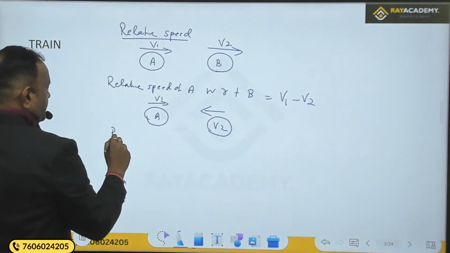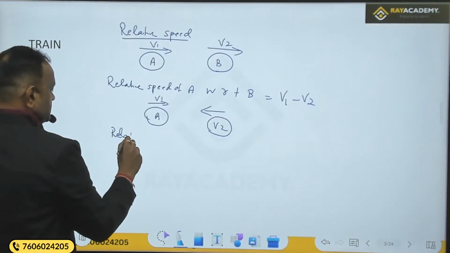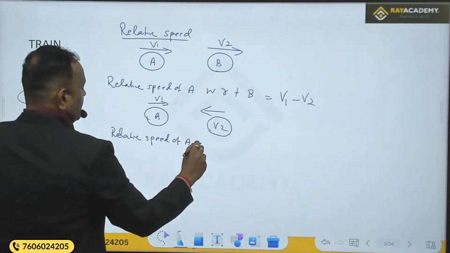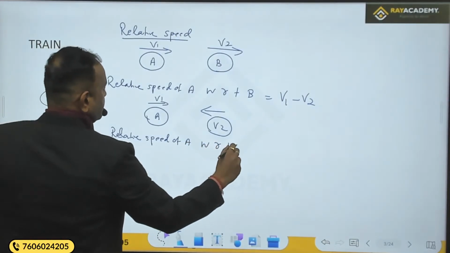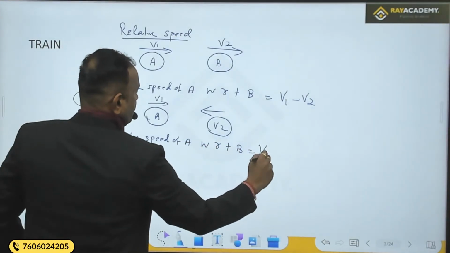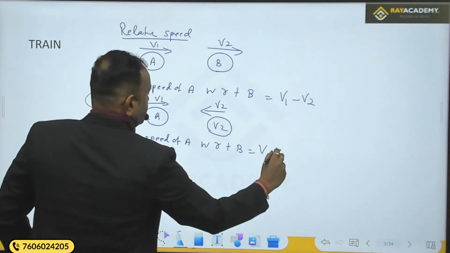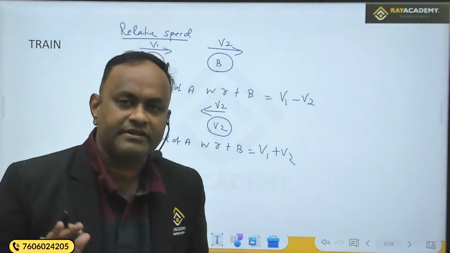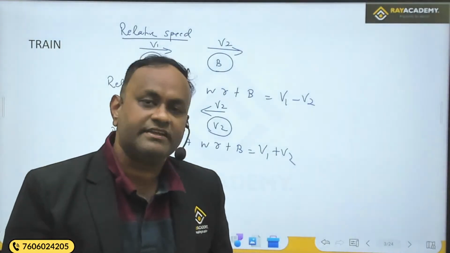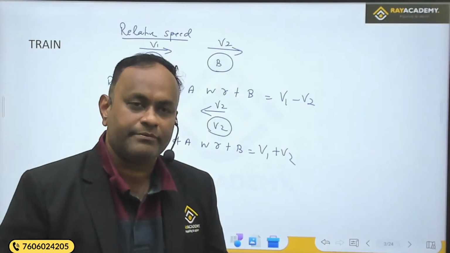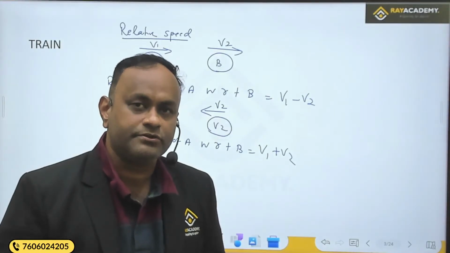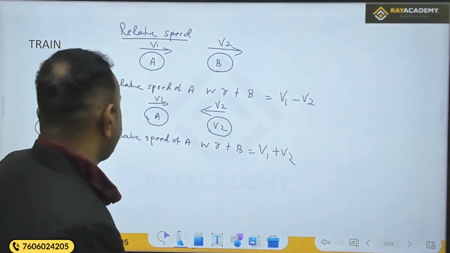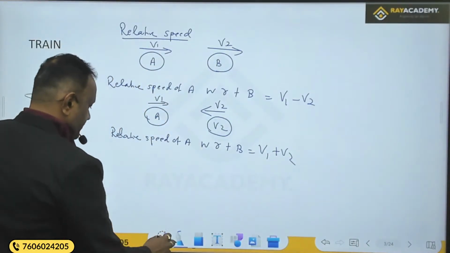then the relative speed of A with respect to B is v1 plus v2. Only this much is required, you do not need more detail on relative speed. If they are traveling in the same direction, you subtract, v1 minus v2. If they are traveling in the opposite direction, the relative speed would be added, v1 plus v2. That much is required for you to know.